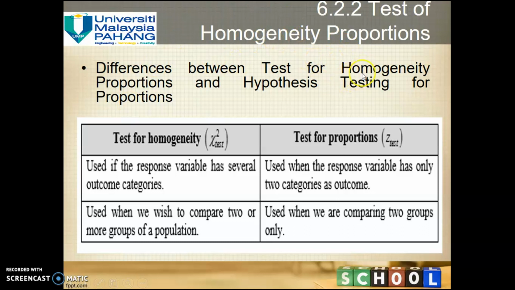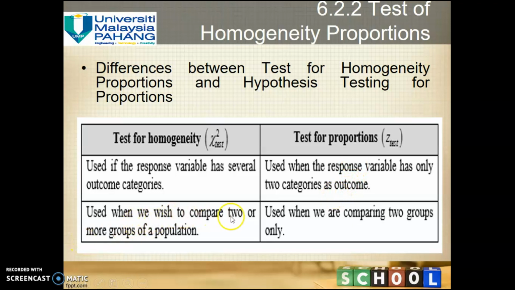Okay, so the difference between homogeneity proportion and hypothesis testing for the proportion. Homogeneity is used if the response variable has several outcome categories, so we have 2 and above. The proportion test is used when the response variable has only 2 categories as outcome, 1 and 2.